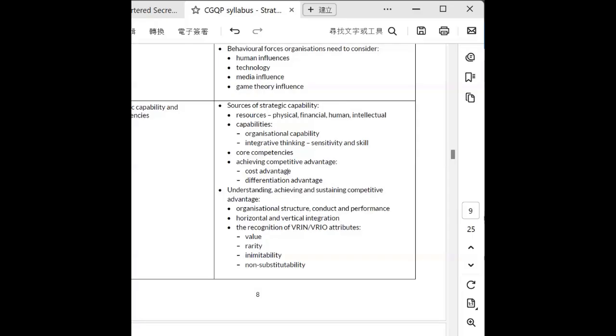When we talk about integrative thinking, it involves the sensitivities and skills to synthesize diverse perspectives and solve complex problems creatively and effectively. Core competence is very important. They are the unique strength or expertise that gives the company the competitive advantage. They are deeply embedded in the company and it's difficult for the competitors to replicate.